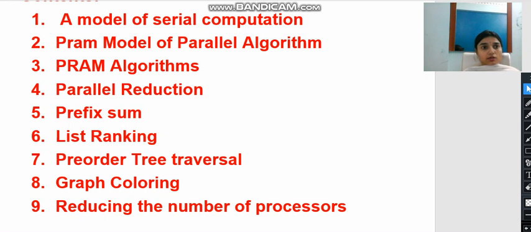Here in this course we will learn about the parallel computer and how the algorithms are designed for the parallel machine. In today's lecture I'm going to cover the first two topics, a model of serial computation and the PRAM model of parallel algorithm.